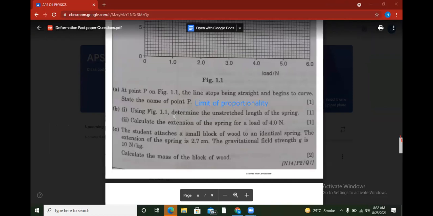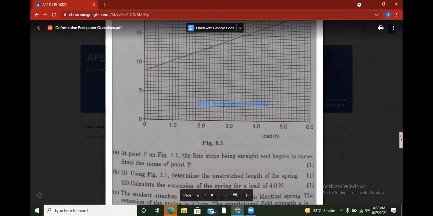Part B, using the diagram determine the unstretched length of the spring. Okay, now by using the graph you have to find out the unstretched length of the spring, means the original length of the spring. So look at the graph and find it out. What is the original length? You can find it out.